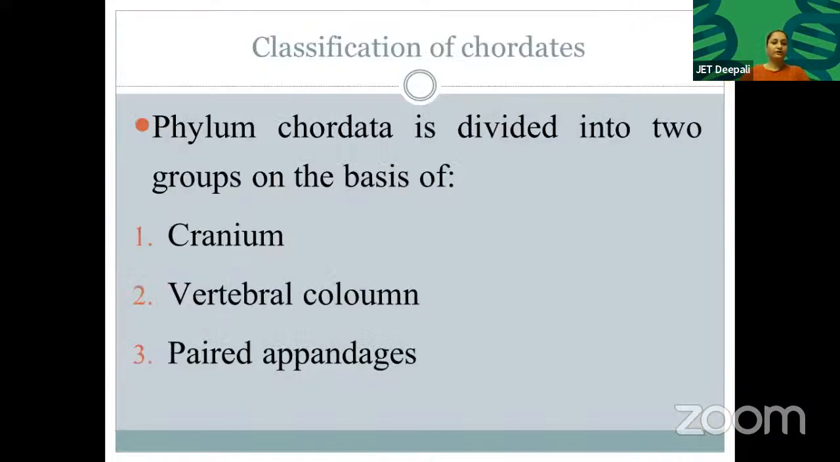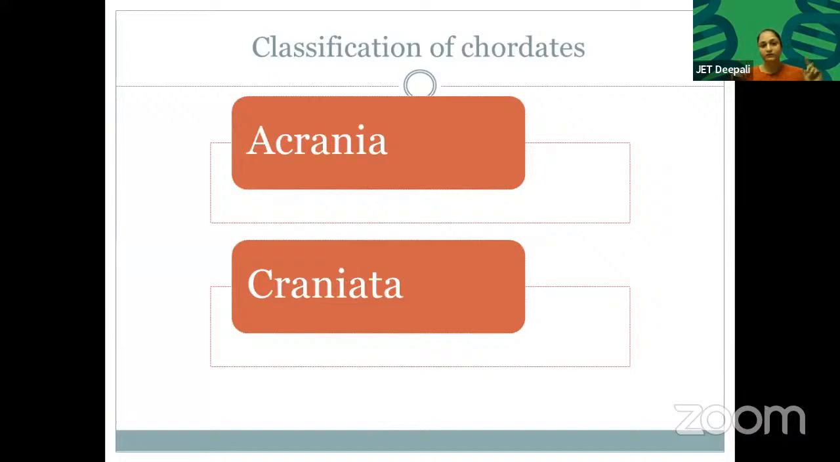Okay, classification of chordates is divided into two groups on the basis of cranium, vertebral column, and paired appendages. Why classification of groups? Chordates are Acrania and Craniata. So we are just studying Acrania today. Acrania includes Hemichordata, Urochordata, and Cephalochordata. Craniata we will take in the next class. So we are just studying about this part, Acrania.